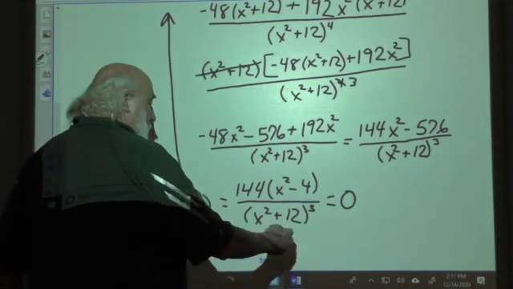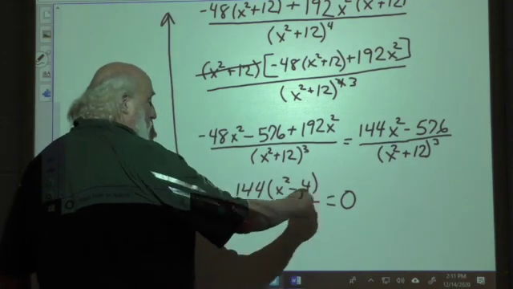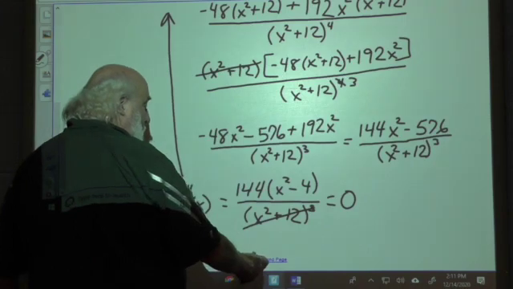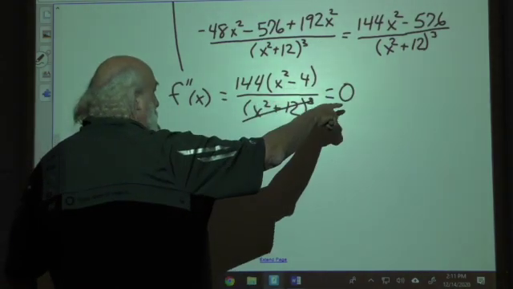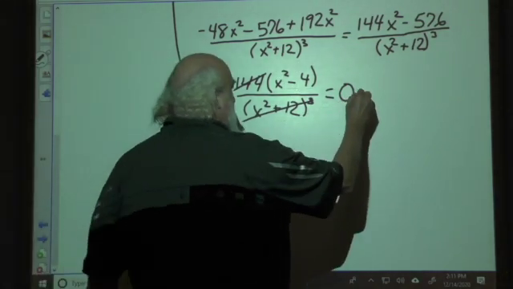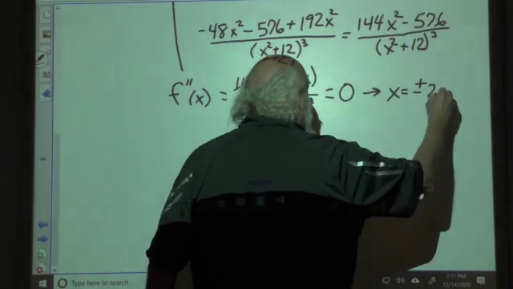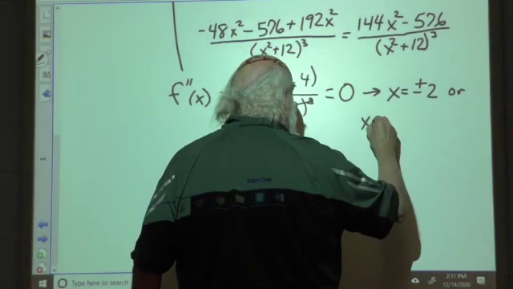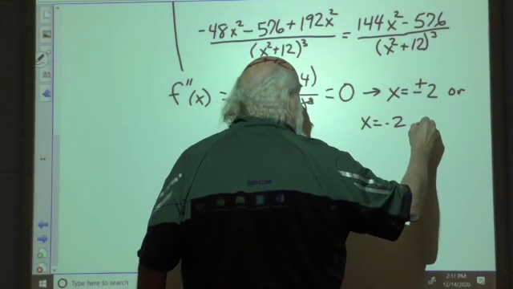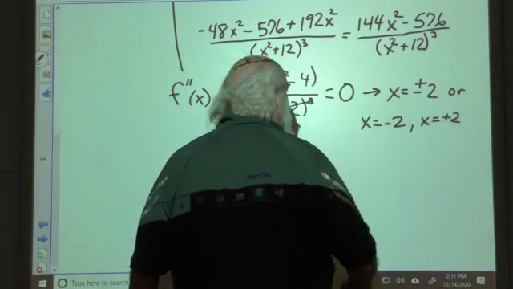Well, you don't have to worry about these right here because it's never going to equal 0. You just multiply both sides by that, cancels that out. Divide both sides by 144, that cancels that out. That means then that x equals plus or minus 2. Or you say x equals negative 2, and x equals positive 2. So we have both values.